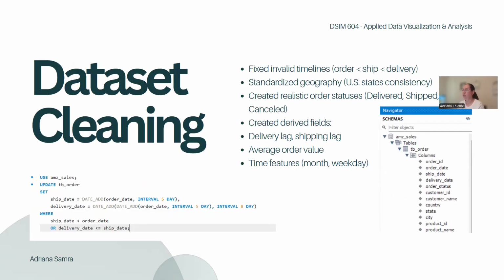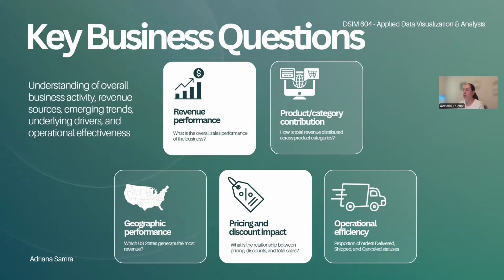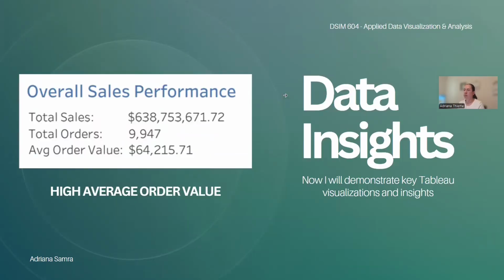For the dataset cleaning phase, I used MySQL to create a database and then inspect the columns, inspect the values, and then perform updates using MySQL to transform the data into more realistic data to be able to perform analysis, create charts, etc. So the purpose of this dataset is to answer key business questions related to sales revenue performance, product and category contribution to sales, geographic performance, pricing and discount impact, and operational efficiency. Now we'll dive into the data insights, and I'll demonstrate using Tableau and R charts how we can visualize the data to answer the questions we proposed.